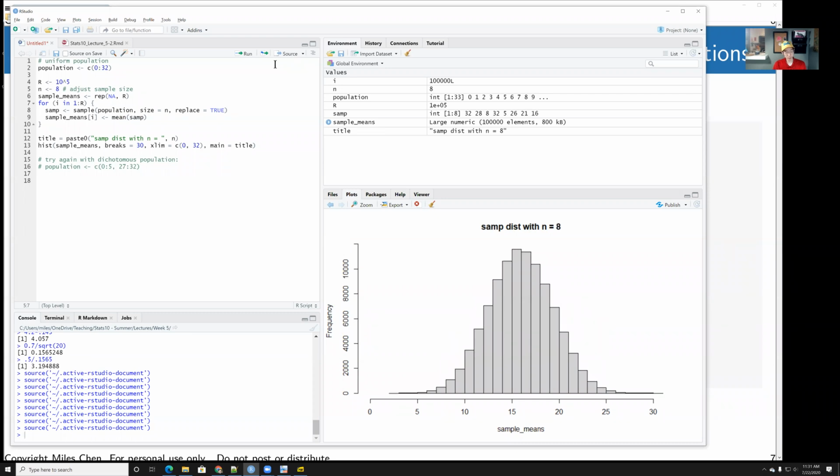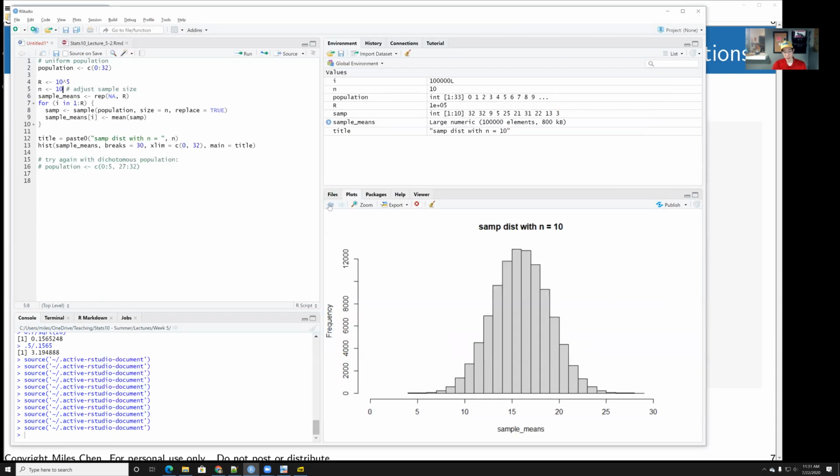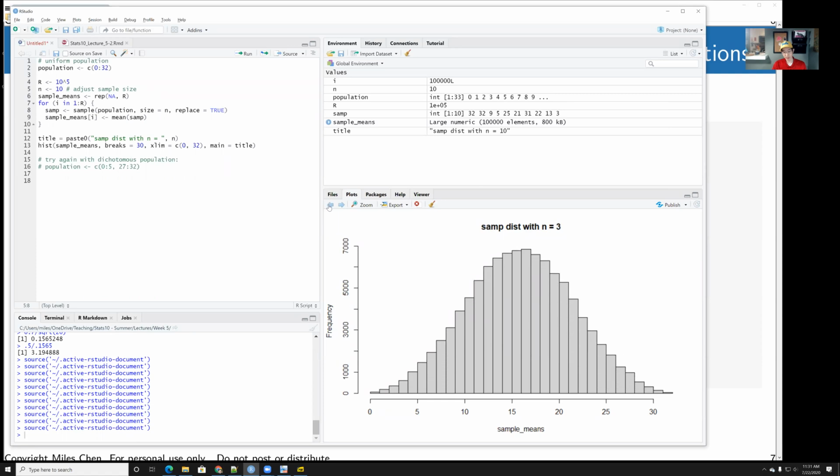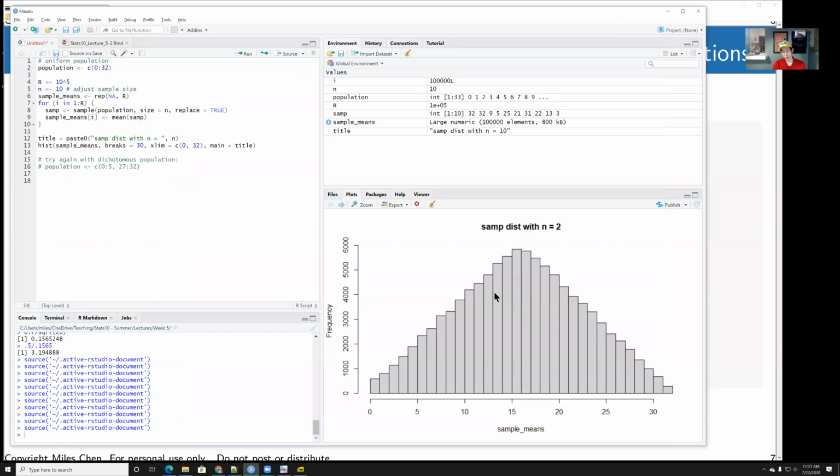Okay, so keep in mind, my population is this uniform distribution. I didn't create a plot in R of this, but my population is uniform. All numbers from 0 to 32 are equally likely. And what we notice is that when we take samples with n equal to 2, we get that triangle distribution just like we did here. And if I jump up to n equal to 5, we get this thing that looks a lot like the normal distribution, which is what we see here.